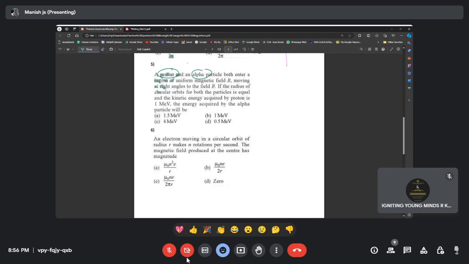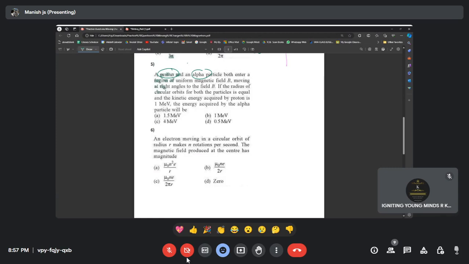So, any idea about this? Or you're hearing this for the first time? Sir, to find the ratio between the kinetic energy of proton and alpha particle in the field, sir. Hmm. Kinetic energy. Okay. Kinetic energy, which relation you have used? Is it half mv square or something else? Because you don't have any information about the velocity.